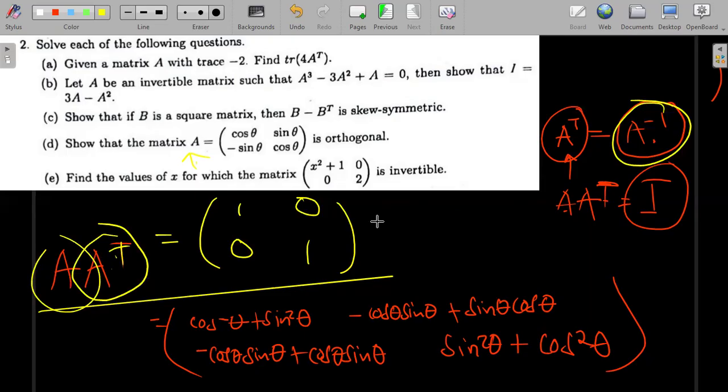Sometimes it will be very hard for you to find the inverse. Here we are just given a simple matrix, so you can easily find the inverse. But what if you are given a 4 by 4 matrix? How are you going to find the inverse? So just find the transpose and multiply. If it gives you the identity, you say it's orthogonal. If it does not give you the identity, it's not orthogonal. So that's a shortcut you can use there.